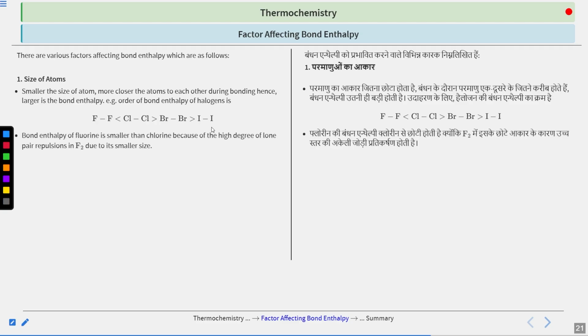Now, the bond enthalpy of fluorine is smaller than that of chlorine. Why is it so? Although the size of fluorine is smaller, its bond dissociation energy is less as compared to chlorine. Because what we see here is that we are breaking an F-F bond and a Cl-Cl bond, and we know very clearly that the F-F bond has a shorter radius, due to which the interaction is more. Whereas the Cl-Cl bond has a larger radius, and hence it has a smaller bond dissociation energy.